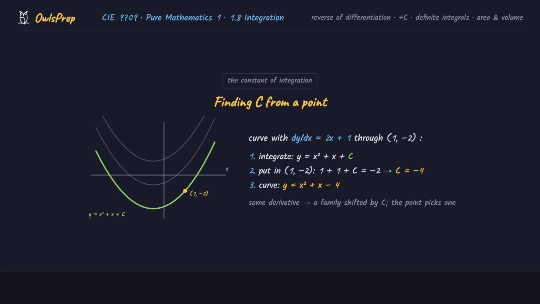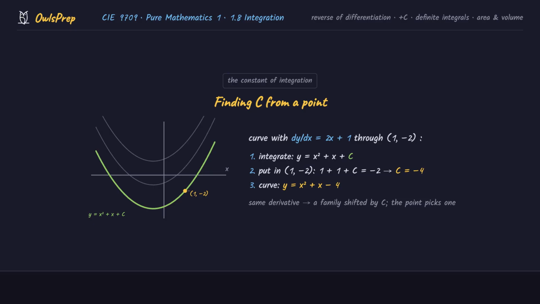That constant c isn't just decoration. Given enough information, you can pin it down. Here's the classic type. A curve whose derivative dy/dx equals 2x+1 passes through the point (1, -2). Find its equation.